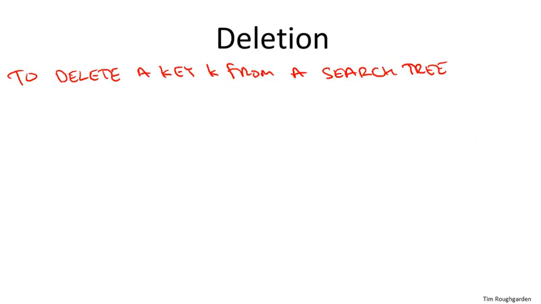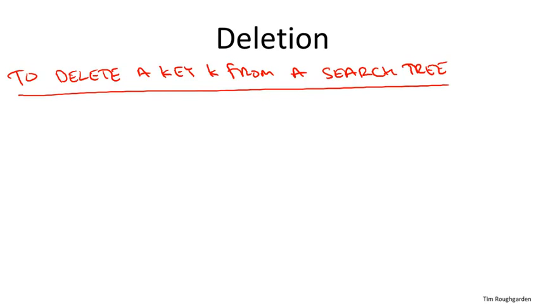In most data structures, deletion is the most difficult operation, and in search trees, they're no exception. So let's get into it and talk about how deletion works. There are 3 different cases. The first order of business is to locate the node that has the key k, the node that we want to get rid of.